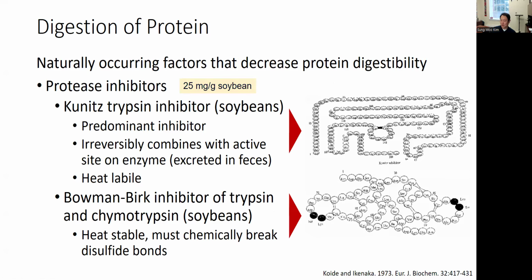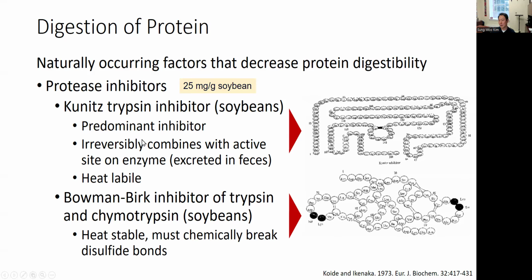There are some factors causing issues with protein digestion, so we'll talk about some of them a little bit here. Some food ingredients or feedstuffs include proteins blocking the function of protease enzymes. We call them protease inhibitors. Okay. The famous one, the notorious one, is trypsin inhibitor.